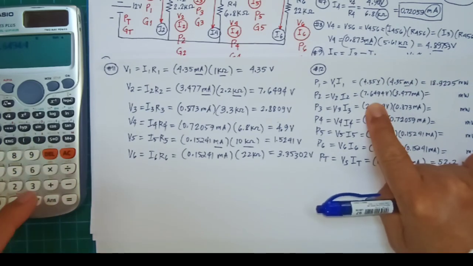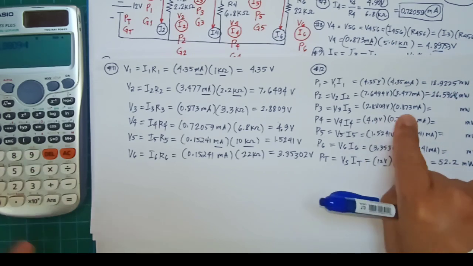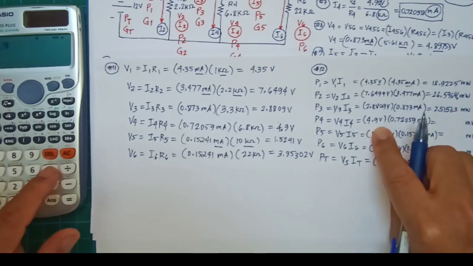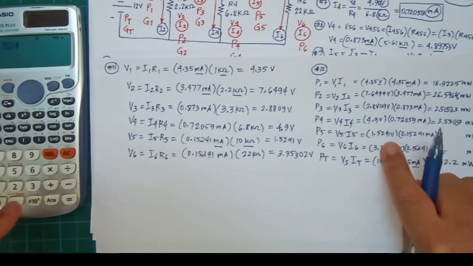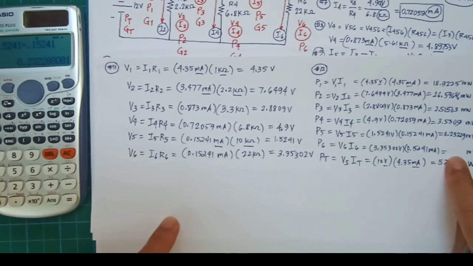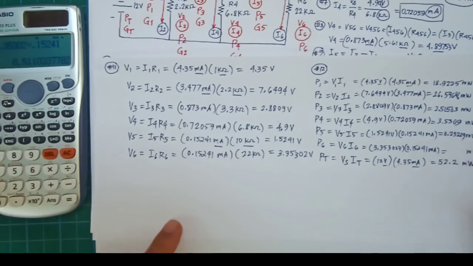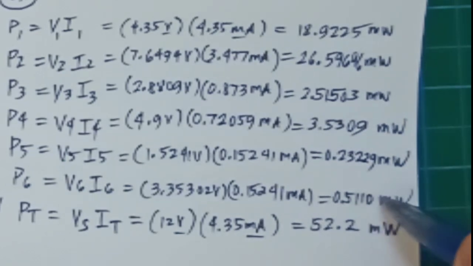Just calculate them, multiply them, and we will get the answer in milliwatts, because we are multiplying volts with milliamperes. Again, V multiplied with mA gives mW, or milliwatts. And there you go, we have calculated all of the powers, including the P total, Vs multiplied with IT.